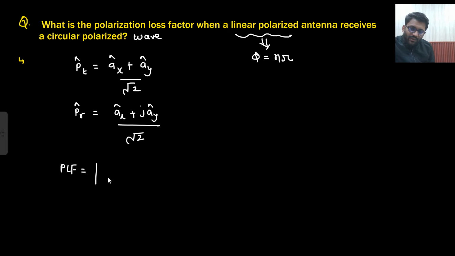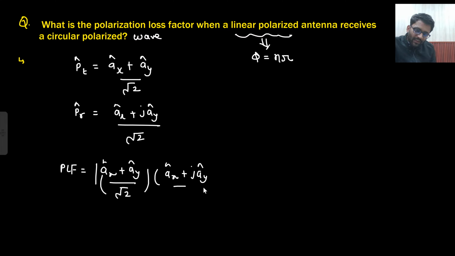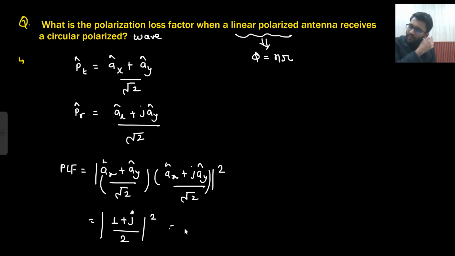So my polarization loss factor will be (1 plus j) divided by under root 2. Or if you are not understanding like this, then I will write completely (ax cap plus ay cap) under root 2, into (ax cap plus jy divided by under root 2) whole square. Right? So what are you getting? Ax cap dot ax cap, what would that be? 1. Ay plus jy, what would that be? 1 plus j. Under root 2 into 2, whole square. What are you getting? Under root 2 divided by 2.